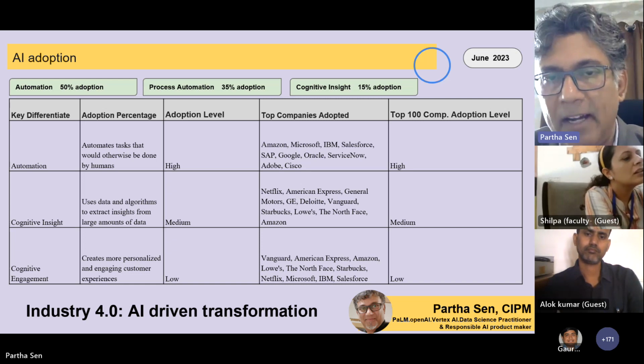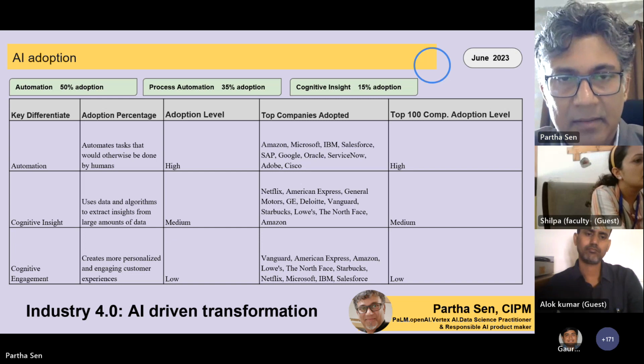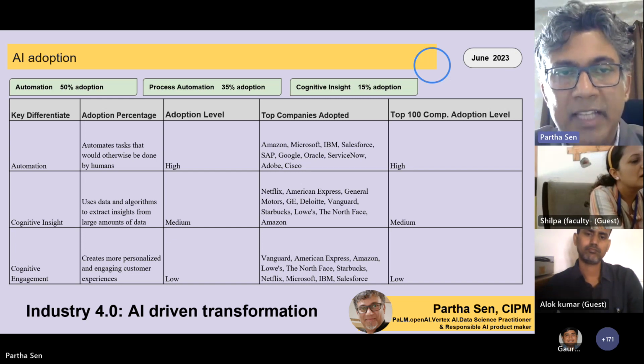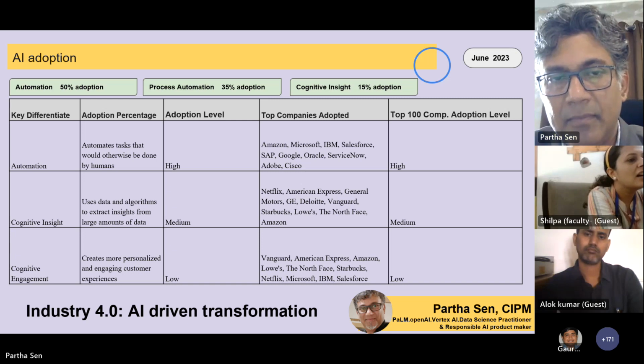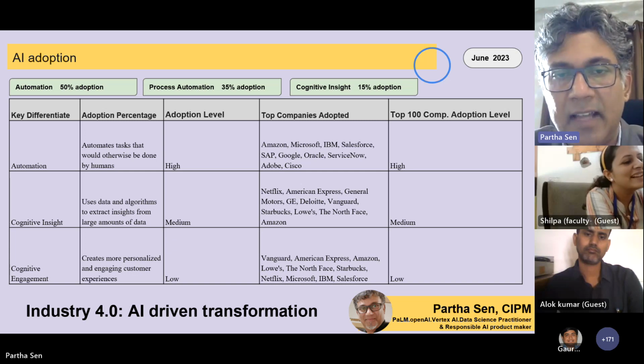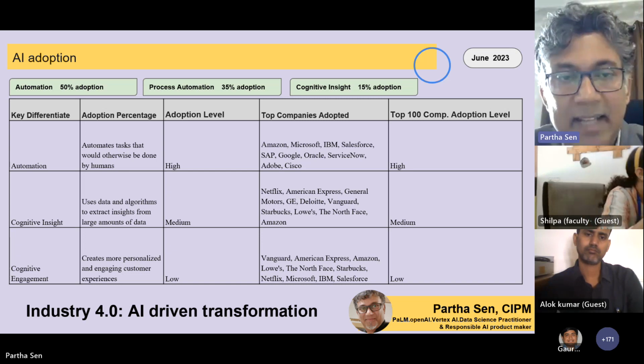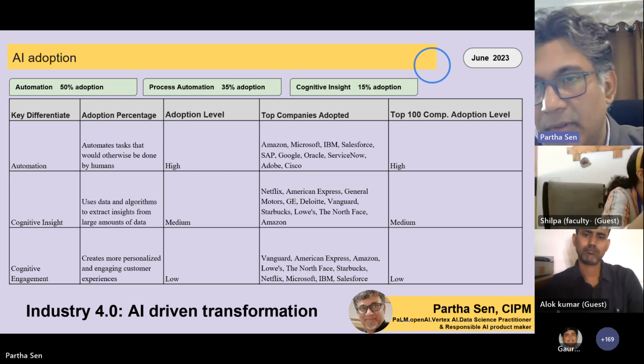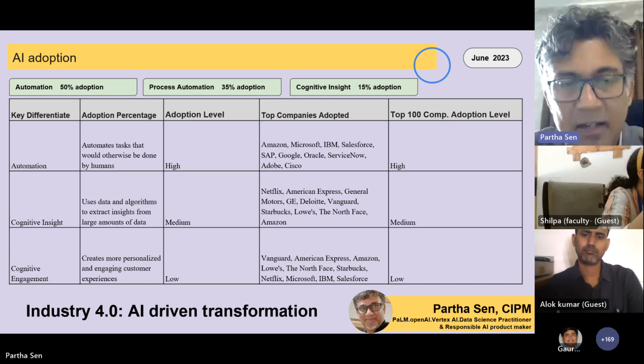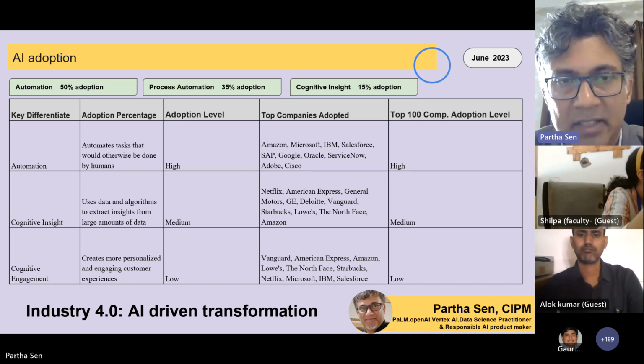Now just keep that particular case apart. Look into the top 100 companies all over the world, the Forbes 100, we can call it. For them, how has AI been adopted so far? If we look into that, probably automation is taking 50% adoption, process automation taking 35% adoption, and cognitive insight taking 15% adoption, the lowest adoption. So maximum adoption is through automation. What is automation here? It takes tasks that would otherwise be done by humans. So they are replacing the human. They are making it automated.